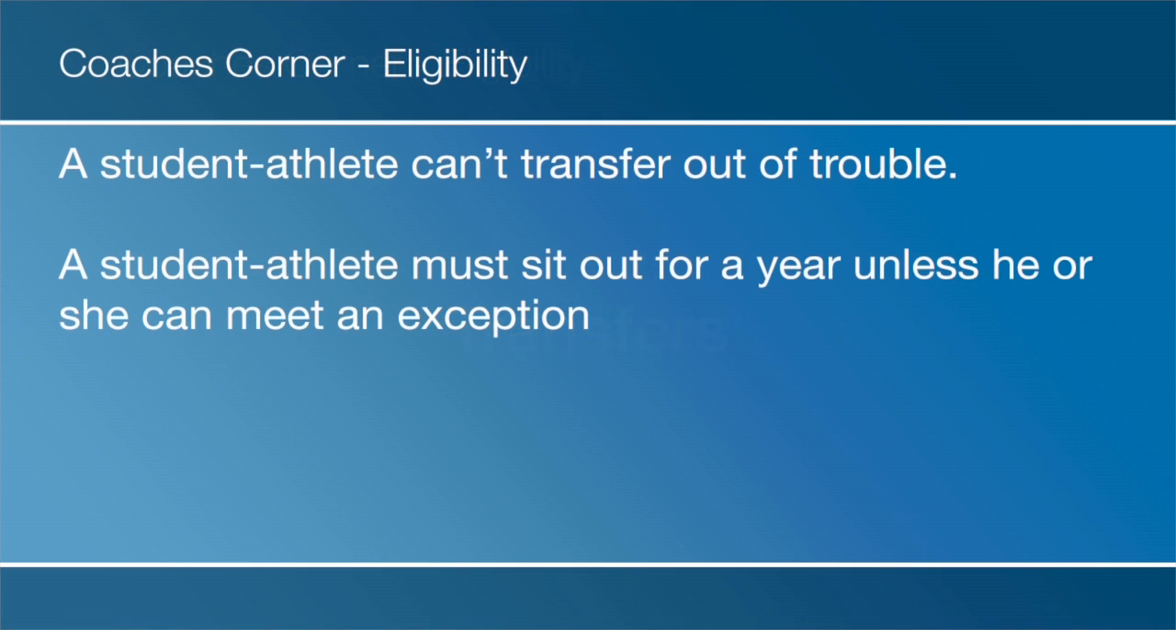The transfer rules are in Bylaw 14.5. A good piece of information for you to relay to your student athletes regarding transfer is that they typically cannot transfer out of trouble, whether they have academic or athletic problems. The basic transfer rule says that if a student transfers to your institution, the student has to sit out from competition for a year.